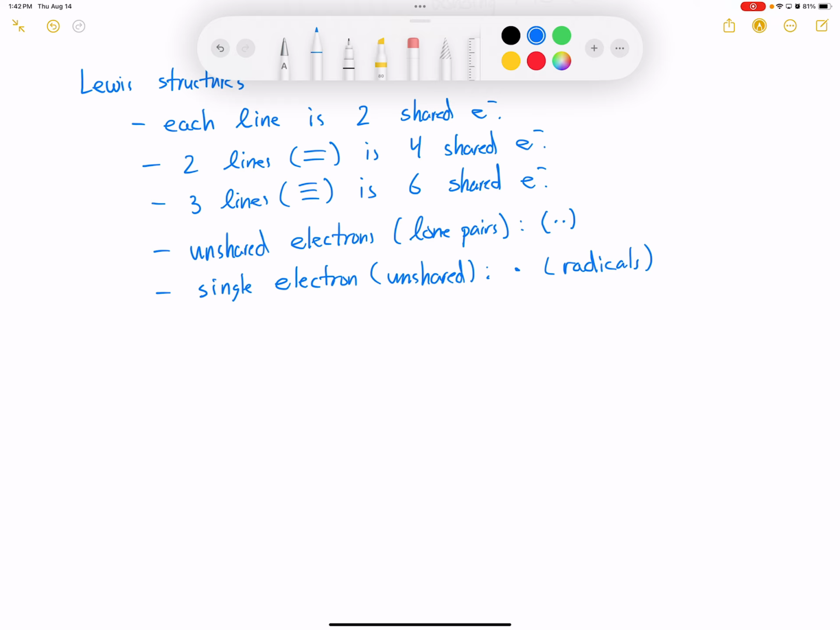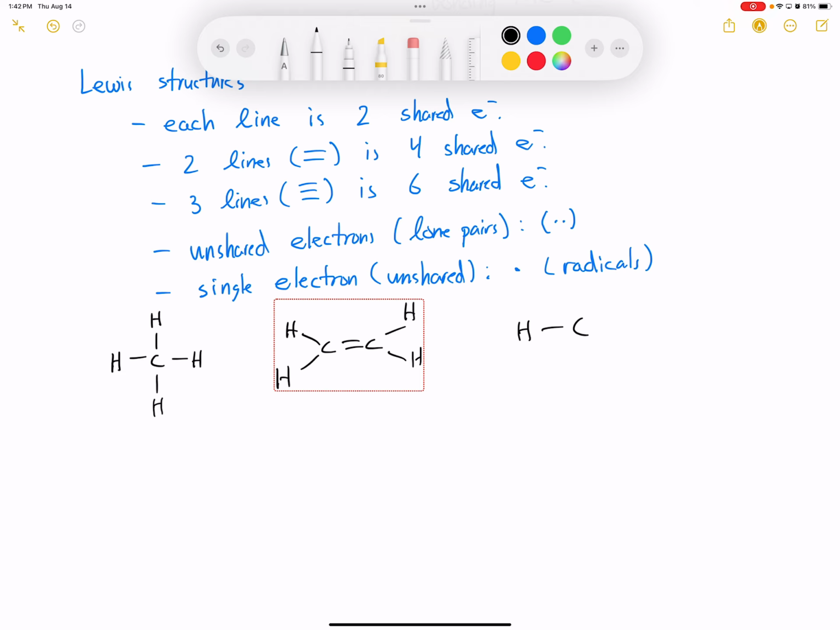All right. So let's give some examples of this. We have methane. So here are examples of everything is shared. Methane, CH4, ethene, and then ethyne, acetylene. Okay. So all of those are shared, right?